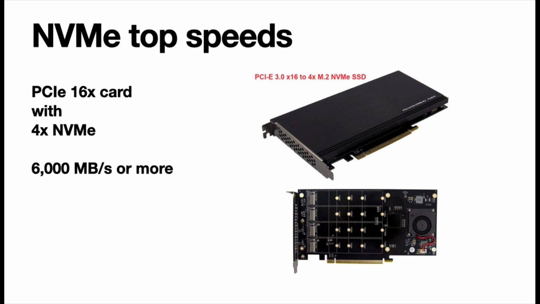To have even higher speeds, you should have a PCIe card with 16 lanes and 4 NVMe drives, which you put in a RAID, combining the 4 as one big one. At that point you can get 6,000 megabytes or more, which is definitely something. It's still quite an expensive solution, but the speed is supposed to be amazing.